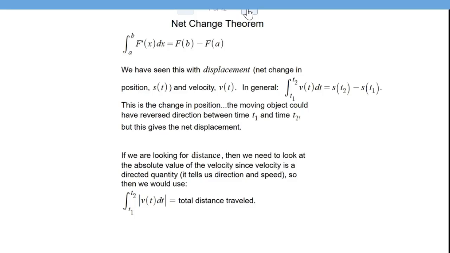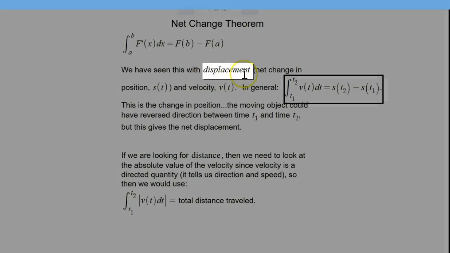We saw before that the derivative of the position function is velocity. So it follows that the definite integral of the velocity function would be the position function evaluated at the limits of integration and subtracted, like this. So that's going to give us the change in position from time 1 to time 2. And a change in position is called displacement.